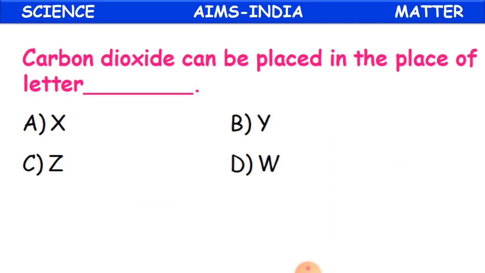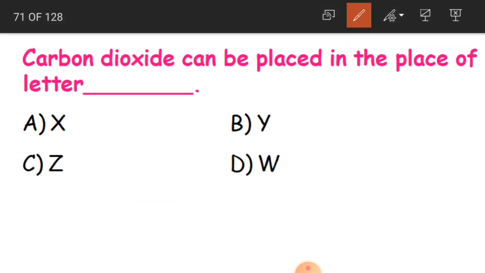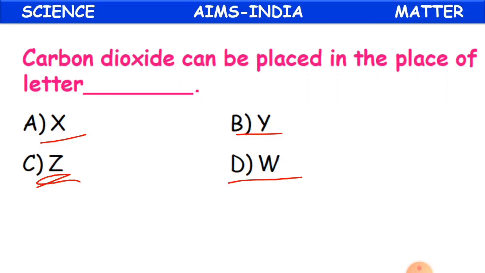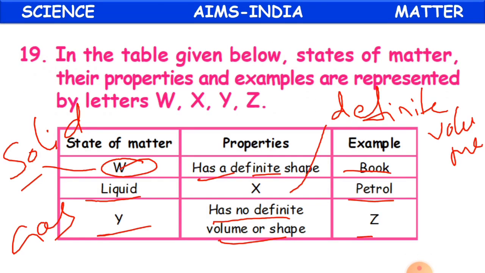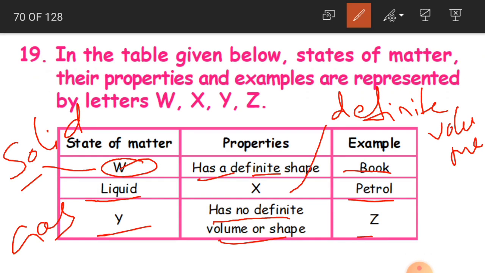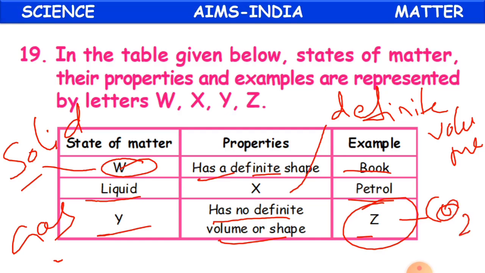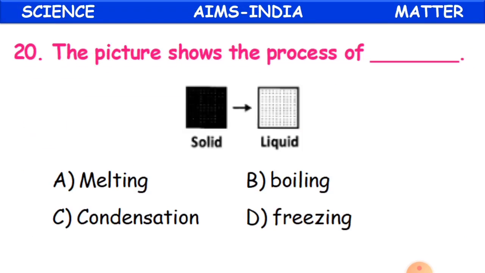And for example here, that we have to see in the question: carbon dioxide can be placed in the place of letter X, Z and W. So carbon dioxide can be placed in the place of letter where? Yes, it is Z, no, children? Because this is a gaseous form and which has got no definite volume or shape. So here you will be having carbon dioxide, that is CO2. Clear, children?